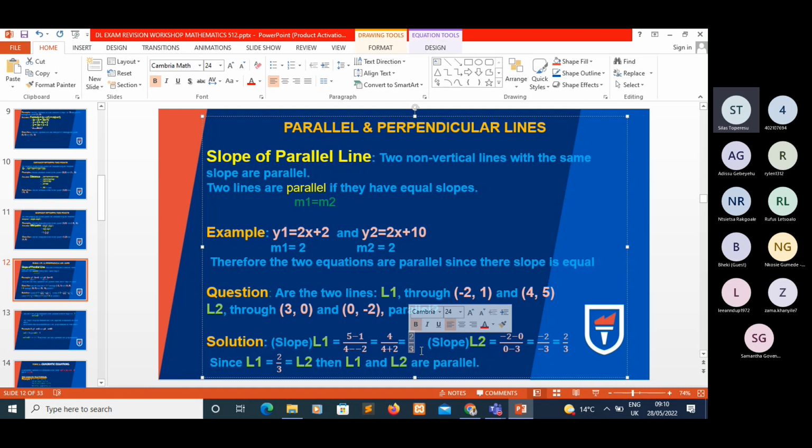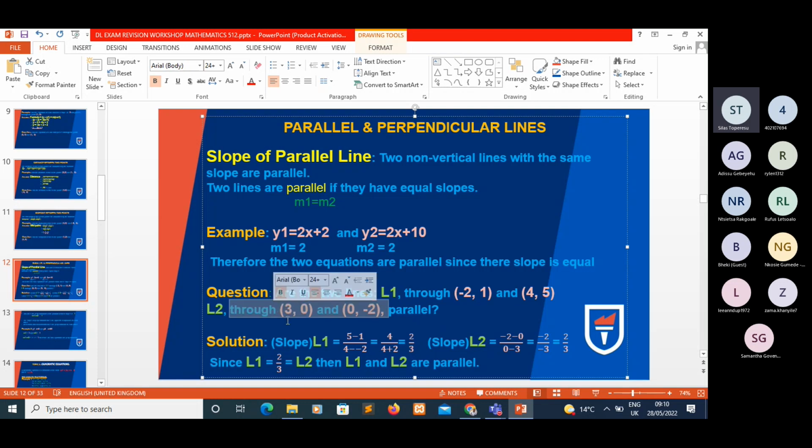Now I need to calculate the slope of L2. For the slope of L2, my focus is on the points of line 2. So I'm taking this one as my second values. So I'm saying Y2, which is minus 2, minus Y1, which is 0.